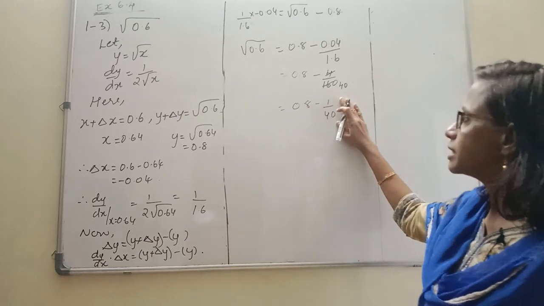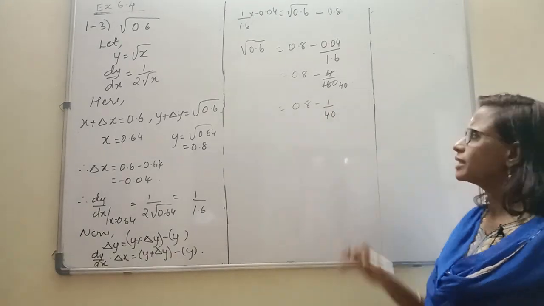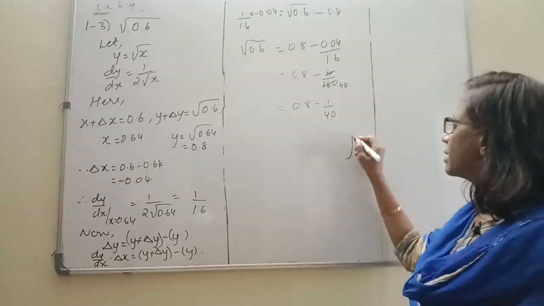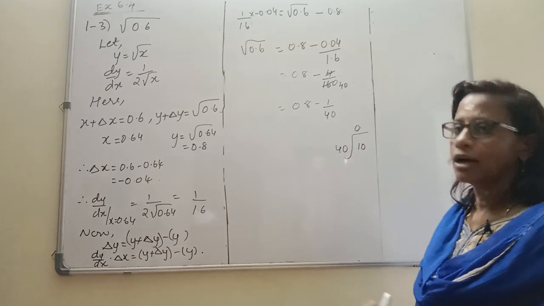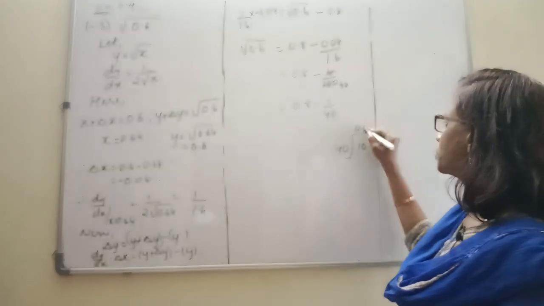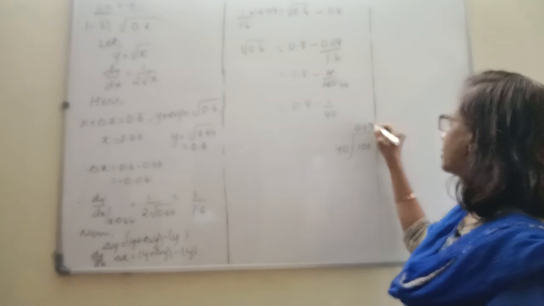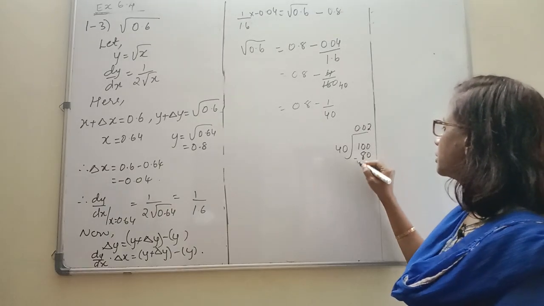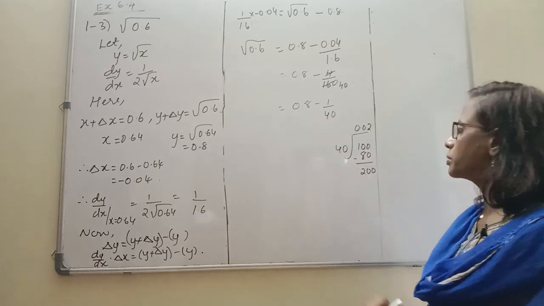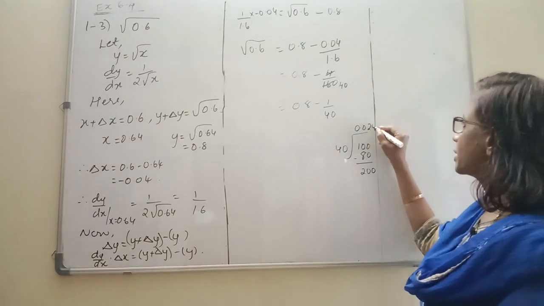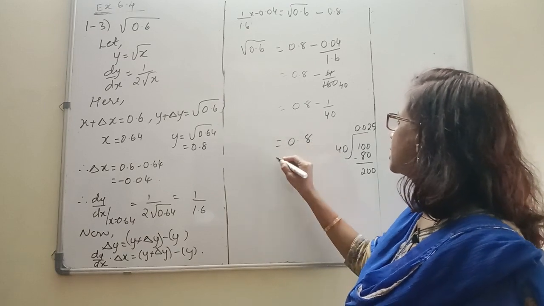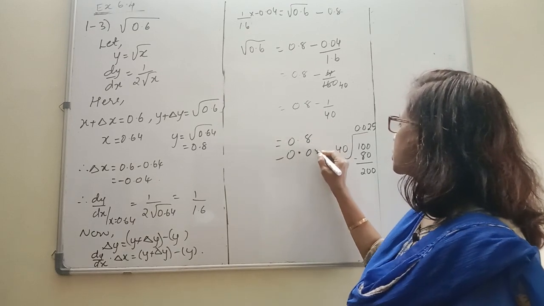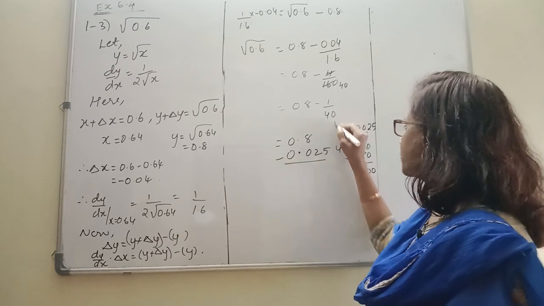Either we get this as a decimal or we equalize and do it. I think we can get this as a decimal. So let's have 1 divided by 40. Doesn't divide. 0.10. Again doesn't divide. So you are allowed to put a 0, 100. 4 twos are 80. 4 twos are 80. 20 remainder and 2 you are allowed to put because of the decimal. So that makes it 5. So it is 0.8 minus 0.025. So let's have the subtraction.